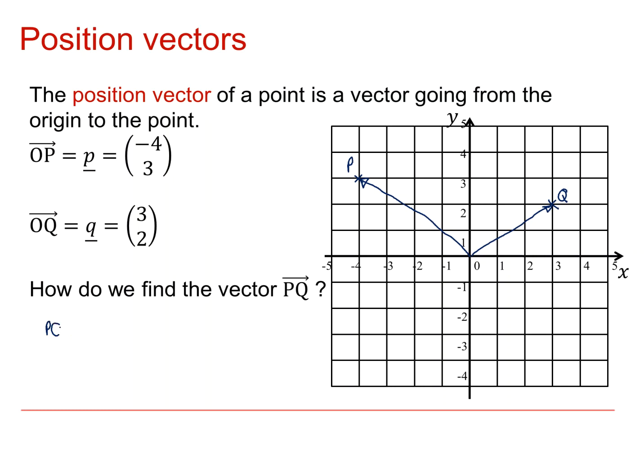OK, to get from P to Q, I can do from P to O, and then from O to Q. P to O is minus p, and O to Q is the vector q, and that's going to be 4 plus 3 is 7, and minus 3 plus 2 is minus 1. And you can see that the vector from P to Q is (7, -1).